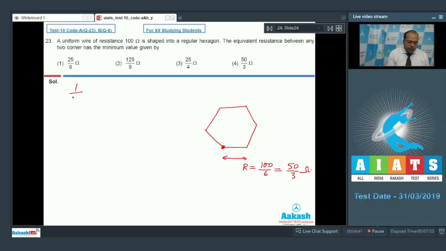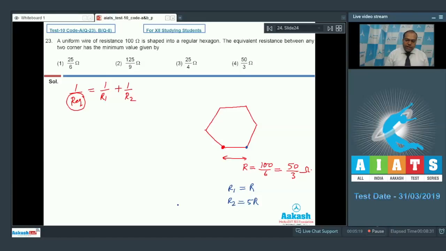So we know that 1 by R equivalent is equal to 1 by R1 plus 1 by R2 in case of parallel arrangement. And the value of this R equivalent is less than both R1 and R2. So if I consider my other point at this point, then the value of R1 becomes R and the value of R2 becomes 5R. Then this 5R and this R would be in parallel.